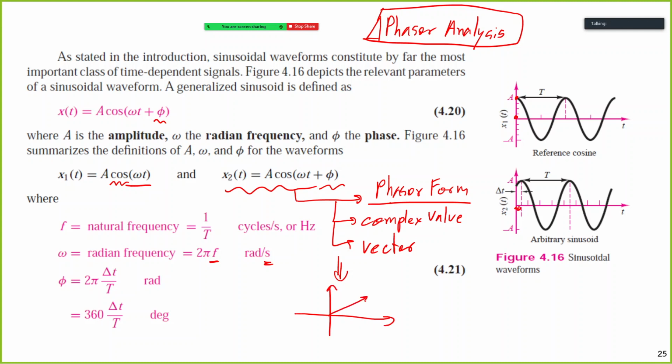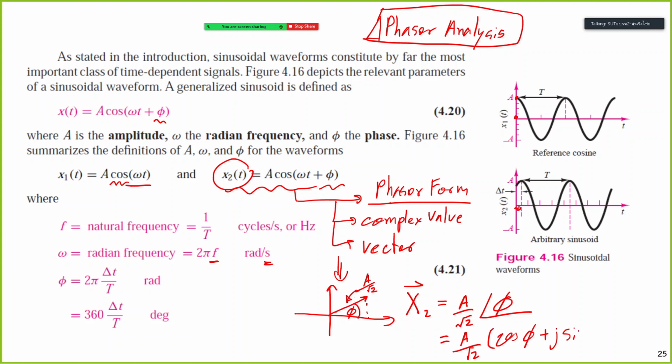In this case, this will be fine here. And this RMS value is E divided by square root 2 here. In our calculation, we will represent x(t) in phasor form as A divided by square root 2, which is the RMS value, with the angle of phi here. Or in complex value, it will be A divided by square root 2 times cos phi plus j sin phi. Okay, this is the complex value.